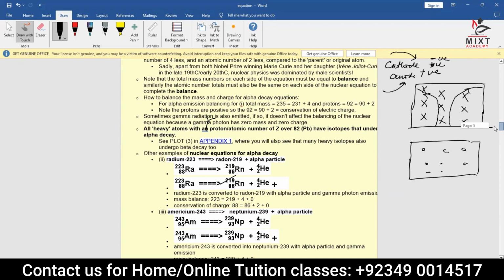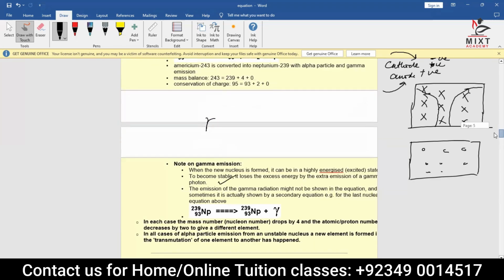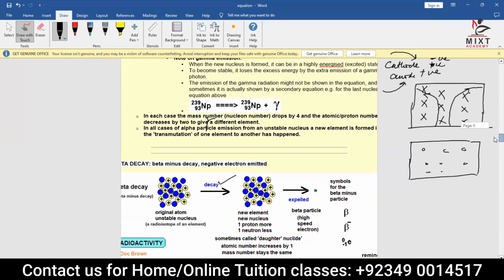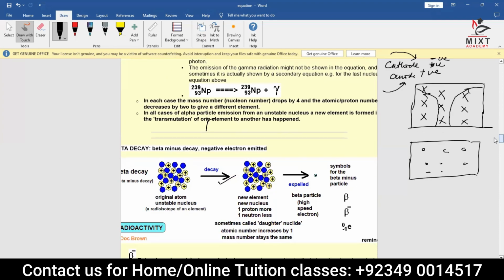I hope everyone copied. Now put a heading: beta emission, beta decay or beta emission.